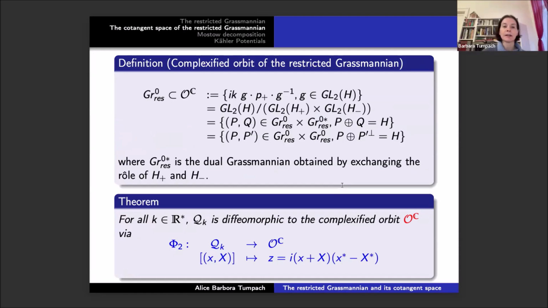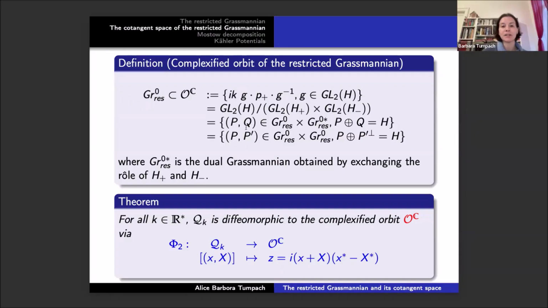And what I need here is this definition. The complexified orbit of the restricted Grassmannian, or the connected component of the restricted Grassmannian, is obtained by conjugation of the projection P plus onto H plus by any element of GL2. So this is a homogeneous space, GL2 mod out by the product of GL2 of H plus times GL2 of H minus, and it can be interpreted in the following way.